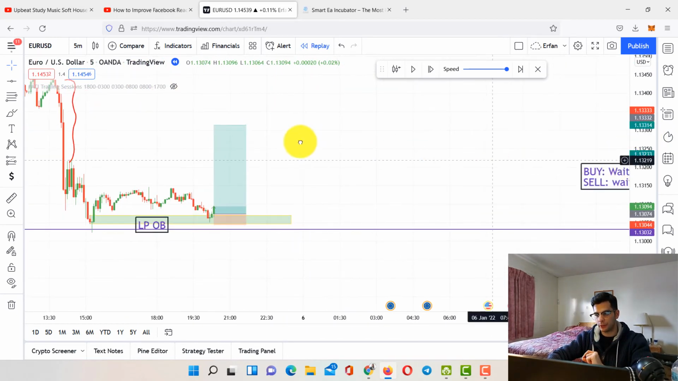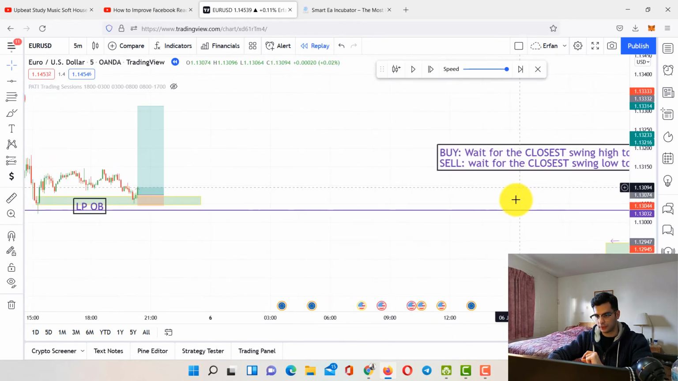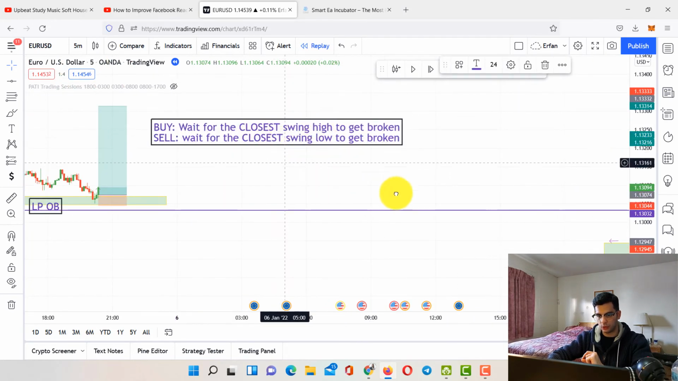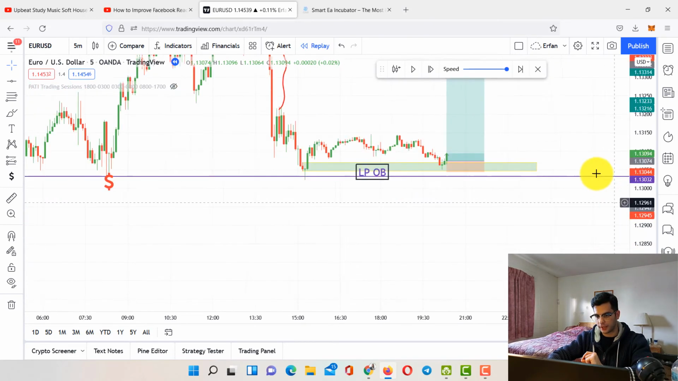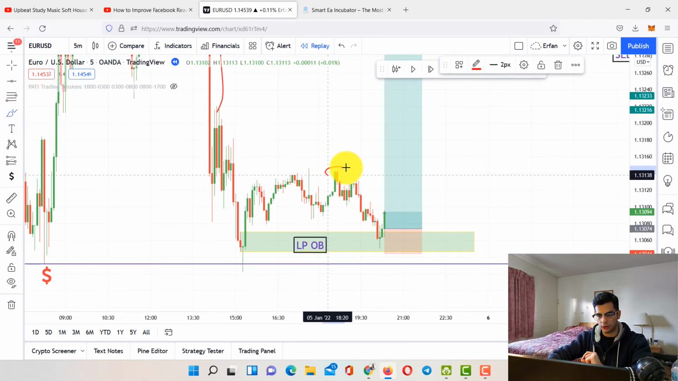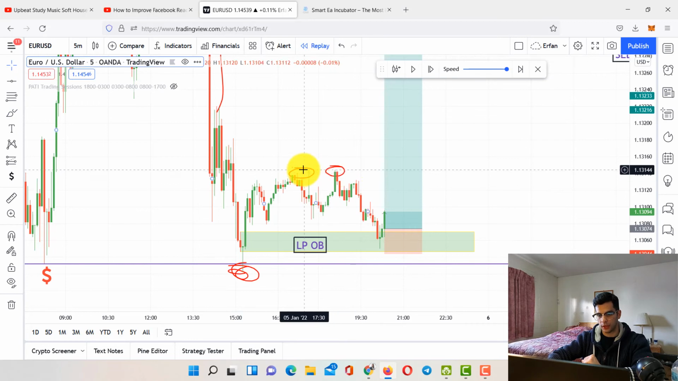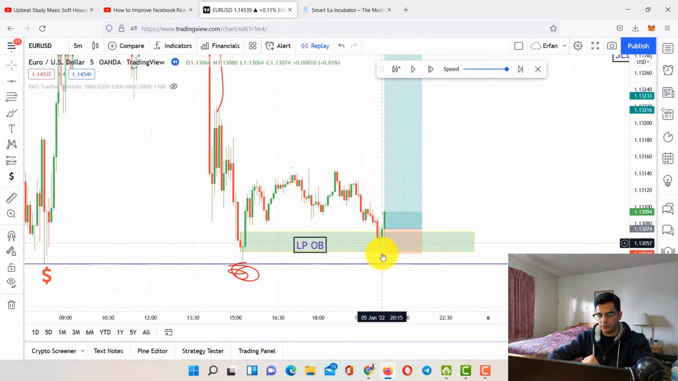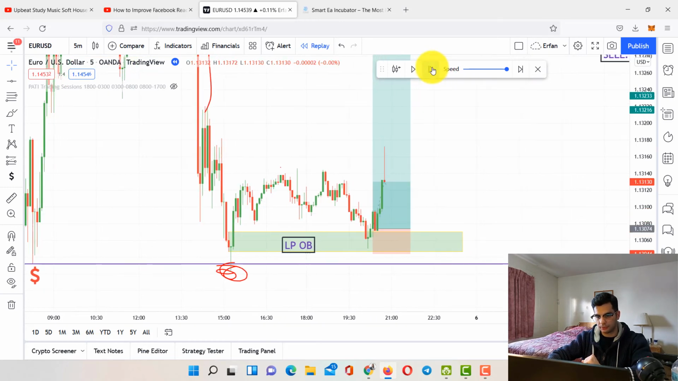You have to wait, we are buying, so wait for the closest swing high to get broken. Okay, so where is that? We zoom out, and we identify all the higher highs and higher lows. We have the highest points here and the lowest points here. Since we are not selling, this one doesn't count. We're going to wait for this structure to get broken, and then after that we can move our stop loss to break even. So let's see.